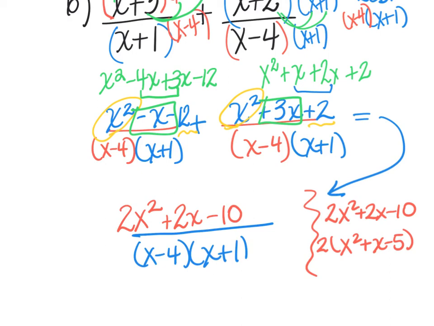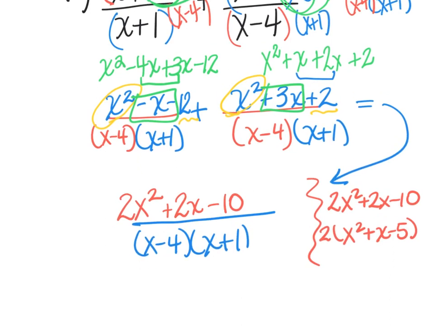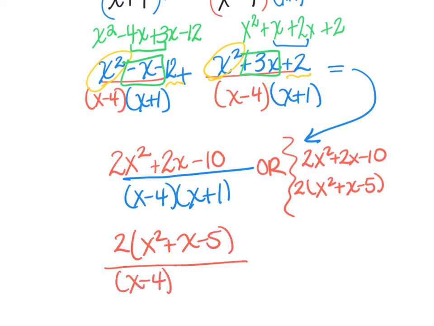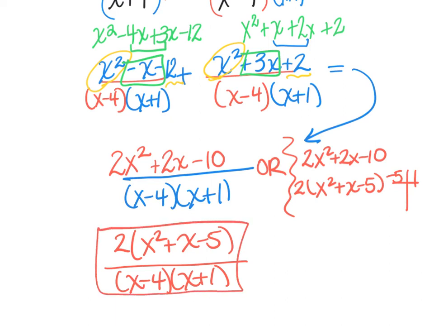You can leave it like this since you know it can't be reduced any, or you could write it as 2 times x squared plus x minus 5 over x minus 4 times x plus 1. But notice I look to see if I could reduce it because that's what we do with fractions. We always want them in lowest terms. And because there were no factors of negative 5 that give me positive 1, I knew I could stop. All right, now we're ready for our very last one.